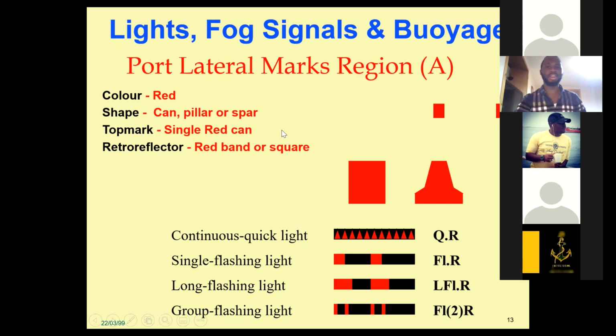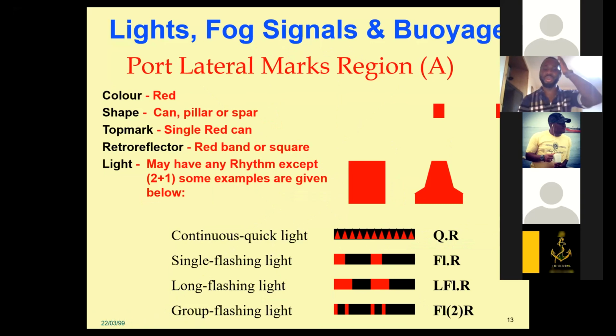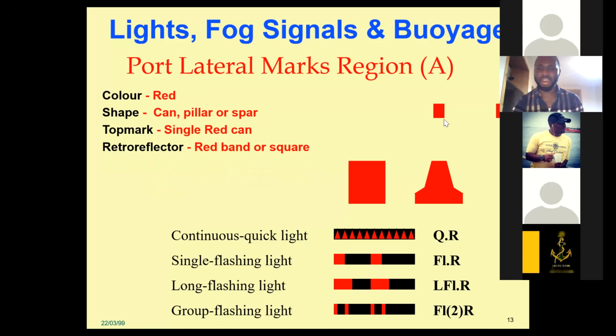Now we're getting there. And like I said, we have the green, because this is region A. We're going to have, of course, the green band or the square. I mean the red one or the square on it. And what is going to be the rhythm of the light? Still sticking with you, Oscar. We are going to have continuous quick light, single flashing light, long flashing light, and a group flashing light. But that does not end the answer.